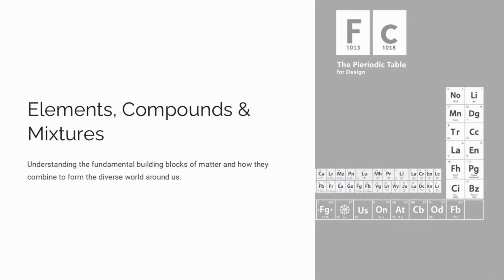Compounds are formed when two or more elements chemically combine. Compounds have different properties than the individual elements that make them up. Mixtures are physical combinations of two or more substances, where the substances retain their individual properties. Mixtures can be separated through physical means. Understanding the differences between elements, compounds, and mixtures is crucial for comprehending the diverse world of chemistry and materials around us.